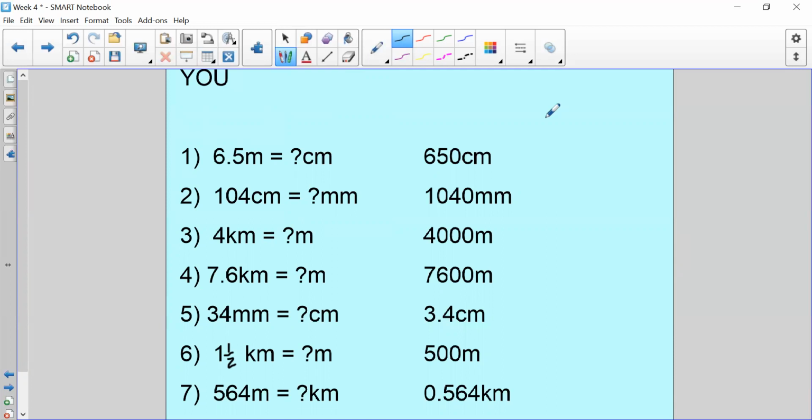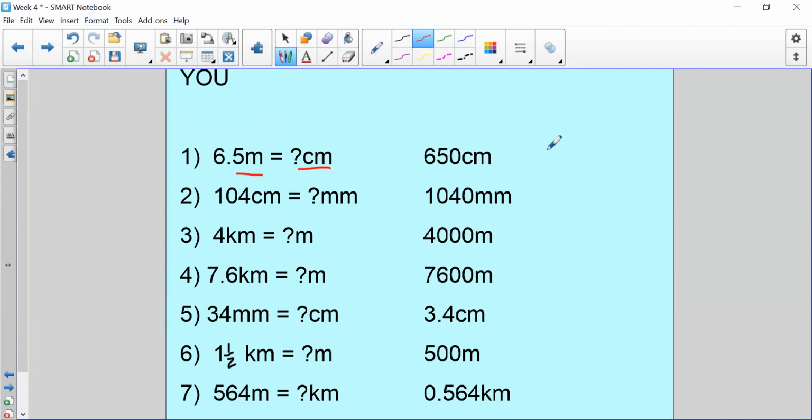Remember, you always go, what am I doing? I'm going from meters to centimeters. So if I'm going from meters to centimeters, I'm going to be timesing by 100. And if I times that number by 100, I'm shifting it to the left twice. And therefore, I'm going to get 650 centimeters. Okay, use those diagrams that we looked at previously. So hopefully you did really well with those.